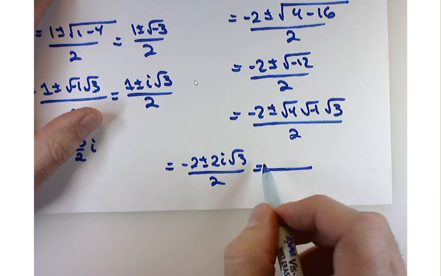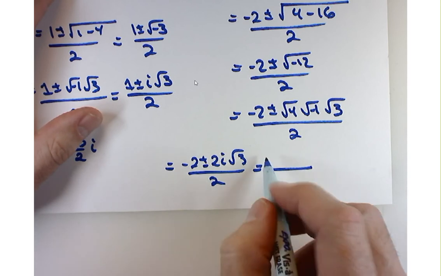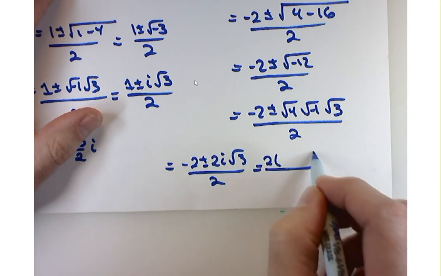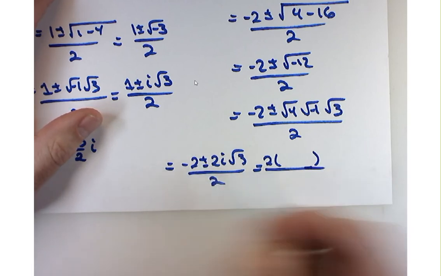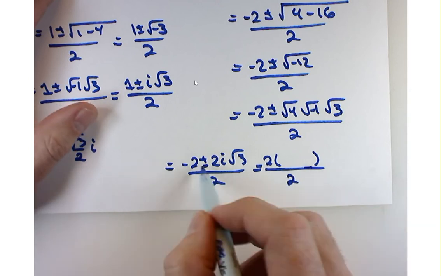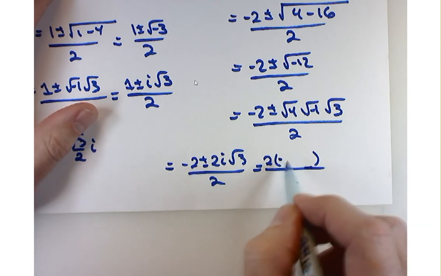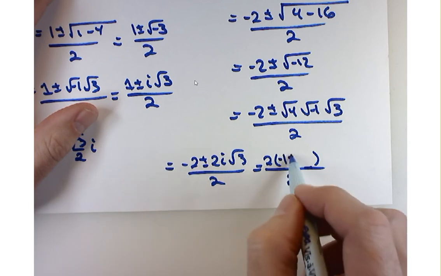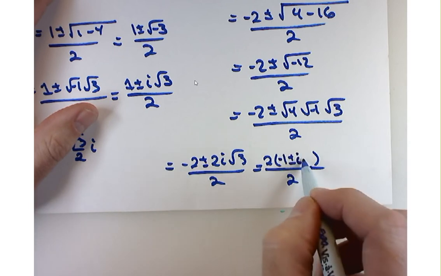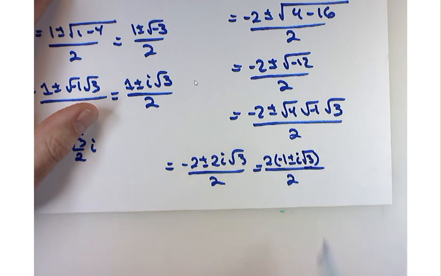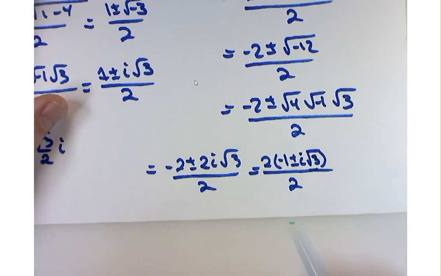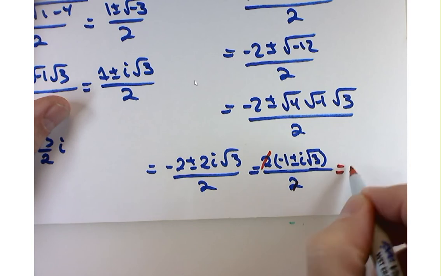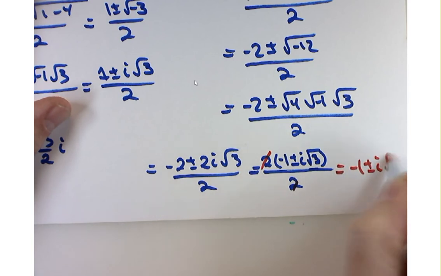Reagan sees it. Does anyone else see it? What's the common factor that I'm going to take out of the numerator? 2. Perfect. Nick, if I take out a 2 here, what's that leave behind? Well, it would be a negative 1. Negative 1 plus or minus I square root of 3. Perfect. And now I can get rid of the 2 in the denominator and end up with negative 1 plus or minus I times the square root of 3.